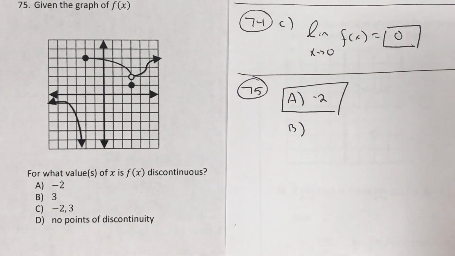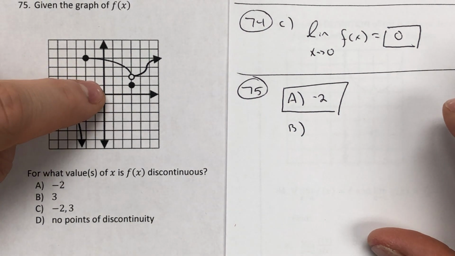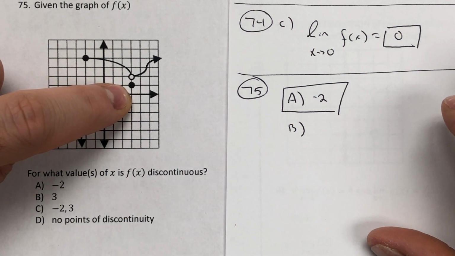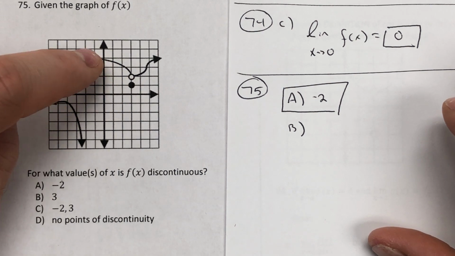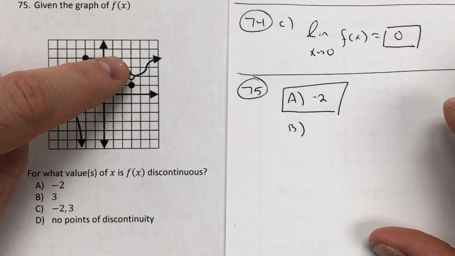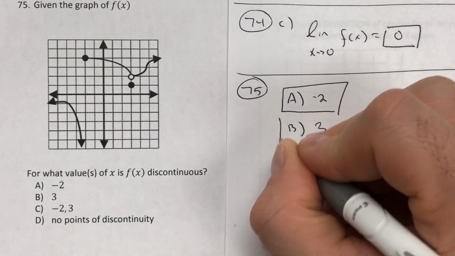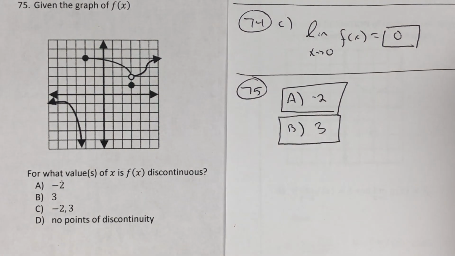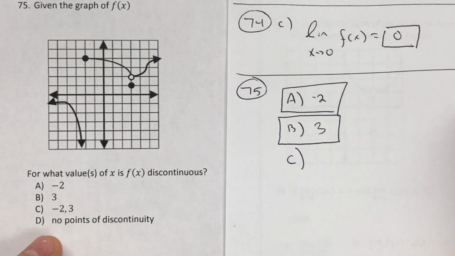This may be a multiple select, so we're just going to go through each one of these. At a value of 3, 1, 2, 3, we notice the graph is discontinuous because there's a hole. We've taken that part of the graph out that goes from the left and from the right, and it moves down here, so the graph is moving along, jump, jump, and goes right back up. So at 3, this is also a point of discontinuity. So this is a multiple select. Okay. What values of x? So at -2 and 3.